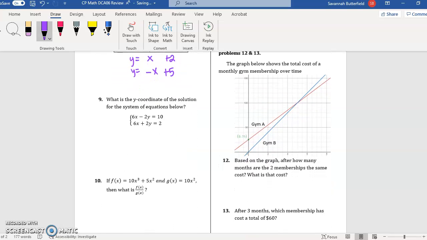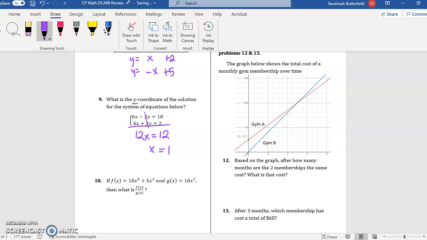Zooming back out, let's go to number 9. It's saying, again, what is the y coordinate? So just pay attention which one it's asking for. And looking here, I notice my y's are opposite. So you could either subtract your 6x's, or you can add the y's together. I'm going to add the y's just because that's what I prefer, but you could do it the other way. Those cancel out, and we get 6 plus 6 is 12x equals 10 plus 2 is 12. So we get x equals 1.